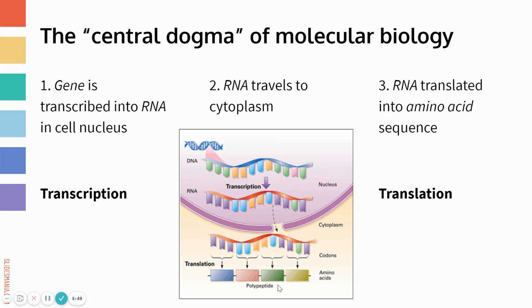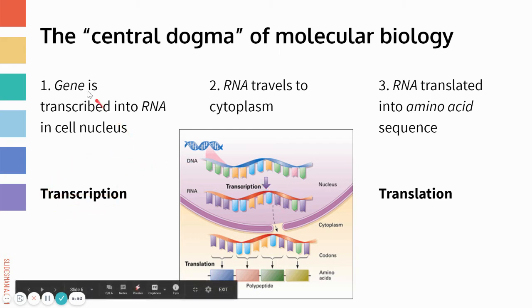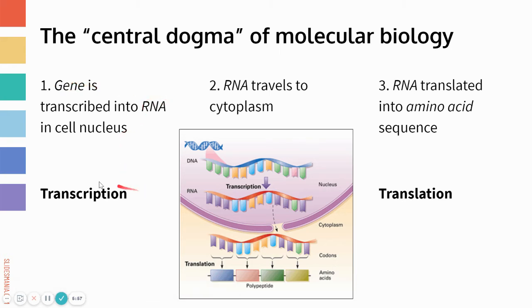And there are two processes that I've just described here. This first one, where we're going from a gene or DNA into RNA, is called transcription. And then this last process, where we're building an amino acid chain out of that RNA, is called translation. There's one more slide in this video lecture, and then the following two video lectures, one will be dedicated to transcription and one will be dedicated to translation.